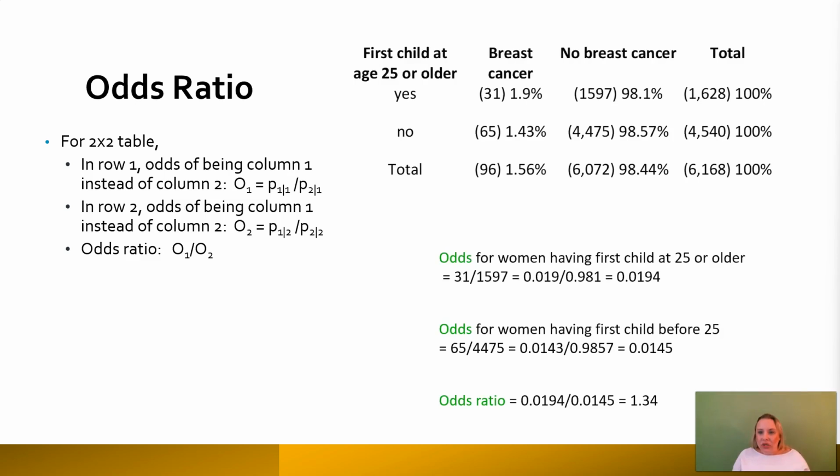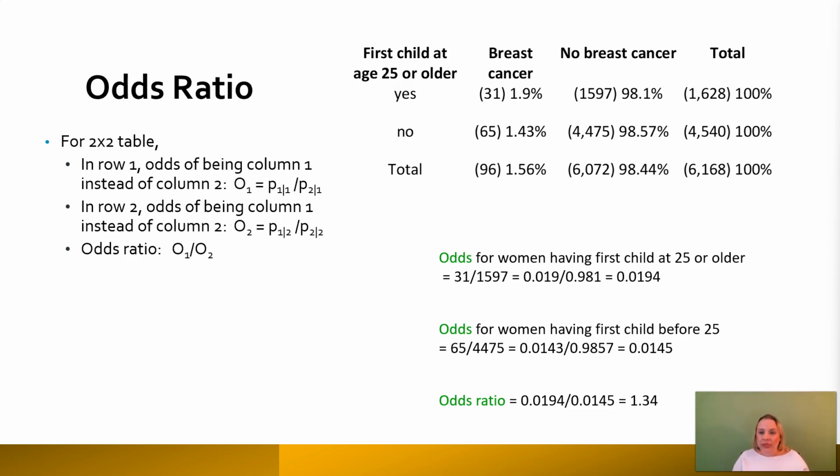So when you have a 2 by 2 table, row 1 is where you see the odds of being column 1 instead of column 2, and then row 2 is the odds of being column 1 instead of column 2. So it's the opposite. So you end up with what we call an odds ratio from row 1 divided by row 2.